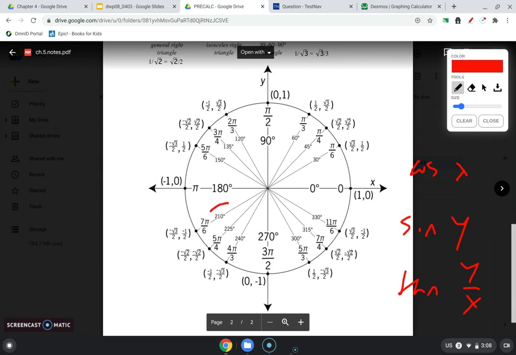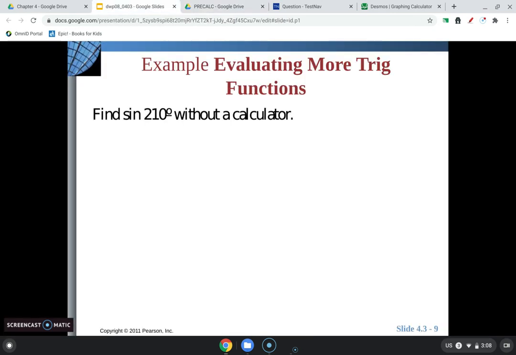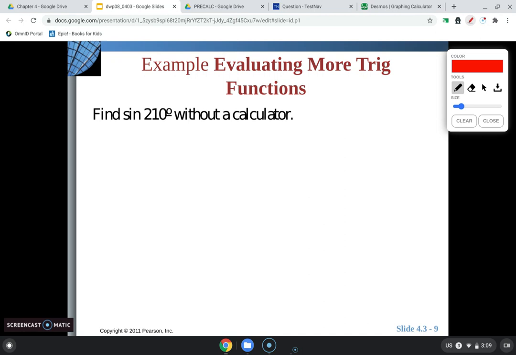So we go over here to 210. The sine would be y, so it would be negative 1/2. Okay, use that unit circle to help you out here. Easy peasy, lemon squeezy. All right, so you have that unit circle. Make sure you print off those notes and or have access to them.